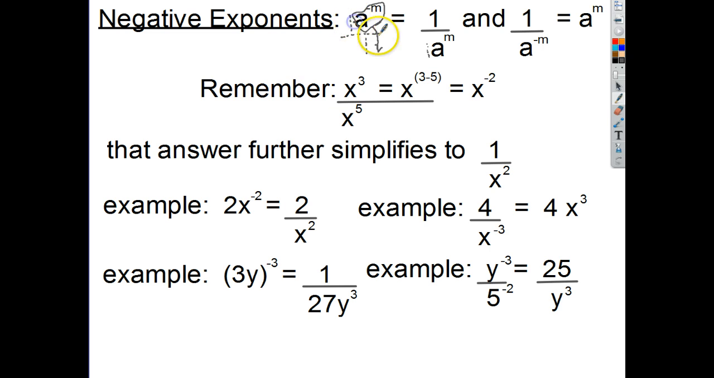And of course, it leaves as a factor and it comes down as a factor, and of course 1 times that is itself. So a to the negative m equals 1 over a to the m. And again, those understood 1s, I think, help us understand where this 1 is coming from and why that's on the bottom as a factor. Okay.